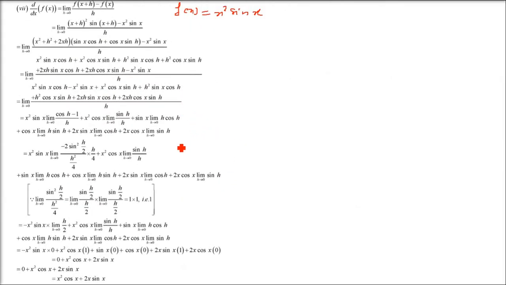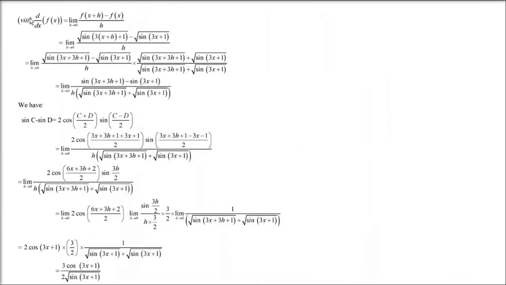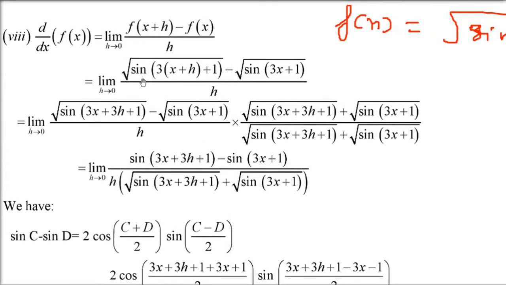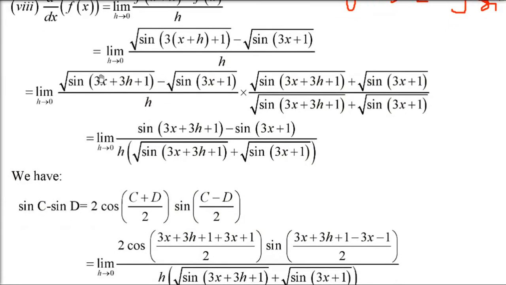Okay, so I'm not going to solve it because it will take a lot of time, just explaining it to you here. Now, under root sin 3x plus 1 is your f(x). Now see, under root sin(3x), we are putting x as x plus h. So 3x plus 3h plus 1, here sin(3x plus h).